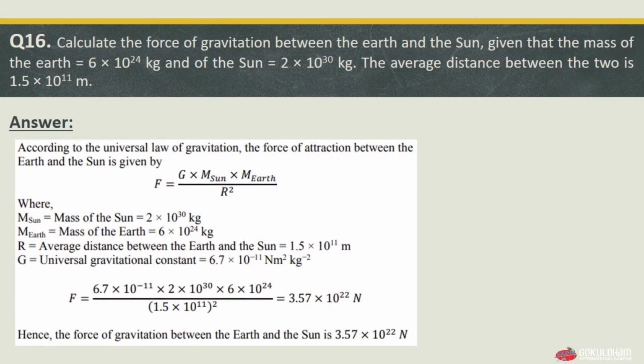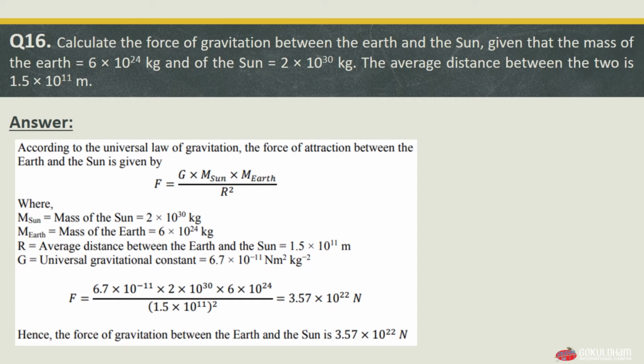The next question that we are going to solve is question number 16, which is: calculate the force of gravitation between the earth and the sun. Given the mass of the earth is 6 into 10 raised to 24 kg and the sun is 2 into 10 raised to 30 kg. The average distance between these two is 1.5 multiplied by 10 raised to 11 meter. Means we have to calculate the force of gravitation between our earth and the sun in this question. So let's look at the answer.